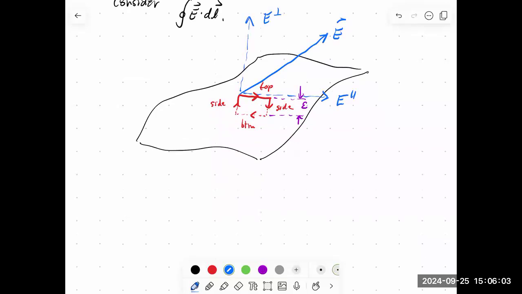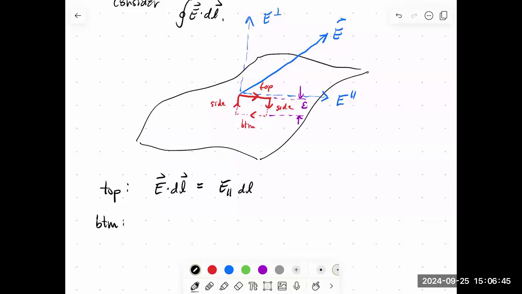Okay, well, we're gonna have to do stuff like E dot dl. Well, for the top side, the way I've drawn it is that E is kind of in the direction of the path integral, so they're both kind of going to the right. So the dot product is going to be positive, and it's going to select the component of E that's parallel to the path. So it selects E parallel. So this is going to be E parallel times dl.